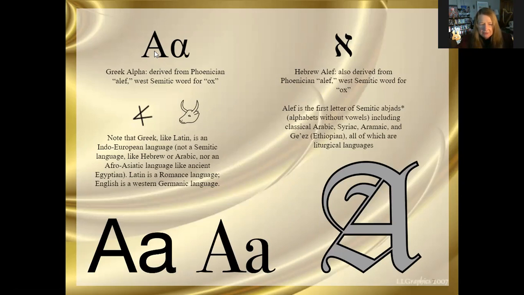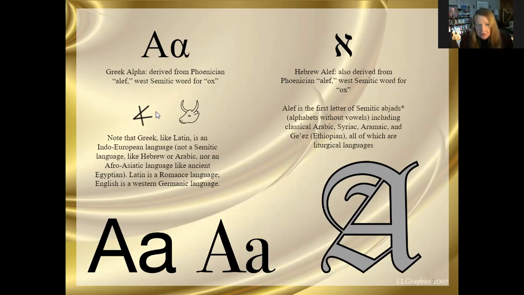This is the Greek alpha, the capital alpha. It looks just like our A. The small one is like this, and you have seen that in the hieroglyphic monad. There's the Hebrew Aleph. Hebrew doesn't have small letters, but both alpha and Aleph come from the same Phoenician Aleph, which you see pictured here, which is a West Semitic word for ox.